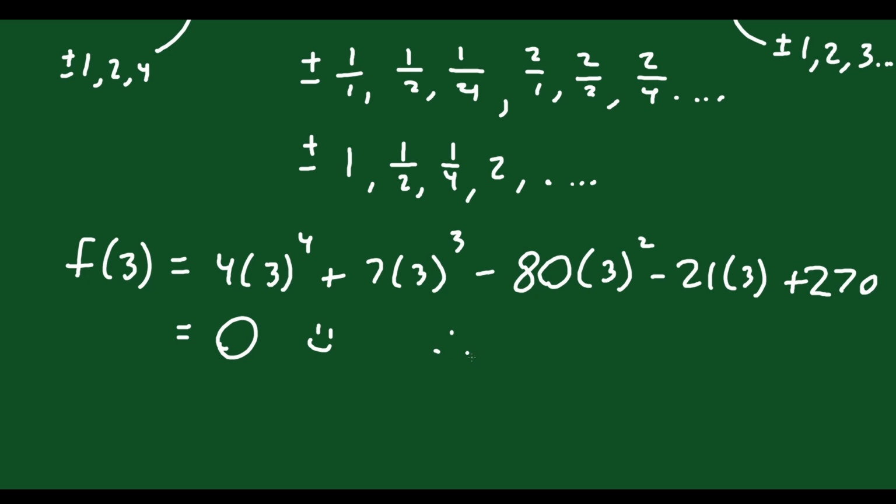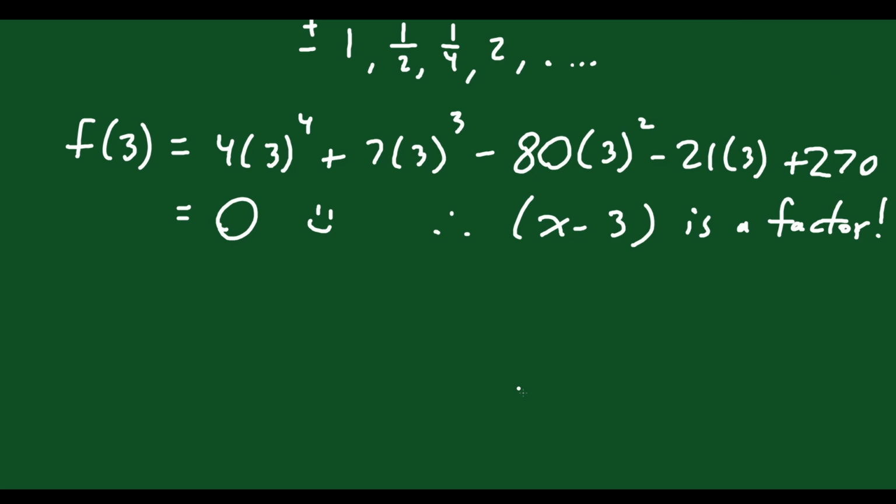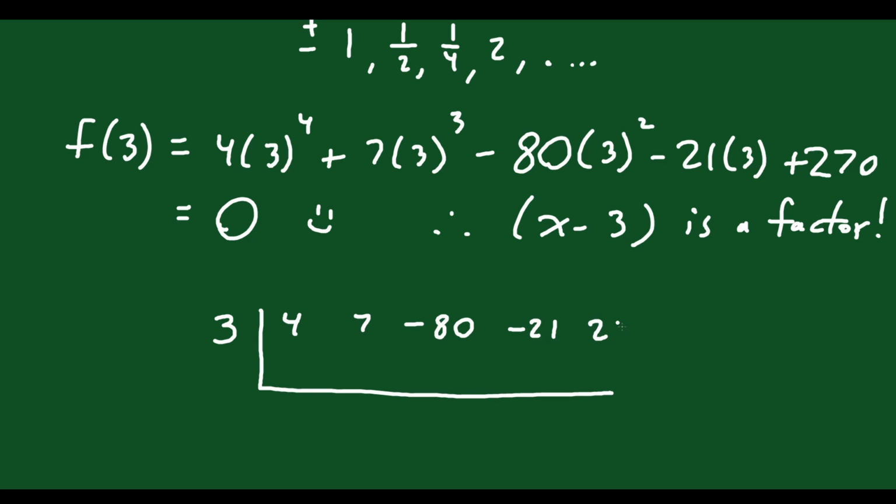You can say, therefore, x minus 3 is a factor, right? So you just want to add those together. If you get 0, good, we have a factor. Now, what does that mean? Well, it means that to find the rest of this, we have to use division. I'll just use synthetic division just to save some time. So you put the 3 here, you put the coefficients up here, 4, 7, negative 80, negative 21, 270, just like that. Bring down your 4.